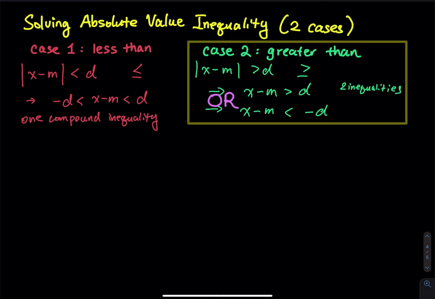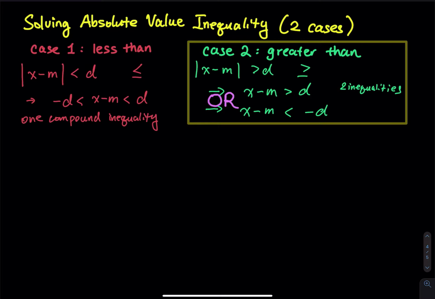The greater than is facing the absolute value. The mouth is facing the absolute value, and this is true for using the greater than or equal to. And then we have to break this down into two inequalities, x minus m greater than d, or x minus m is less than negative d. The or plays a very important role in here. Okay, so let me explain case 2 using a couple of examples.